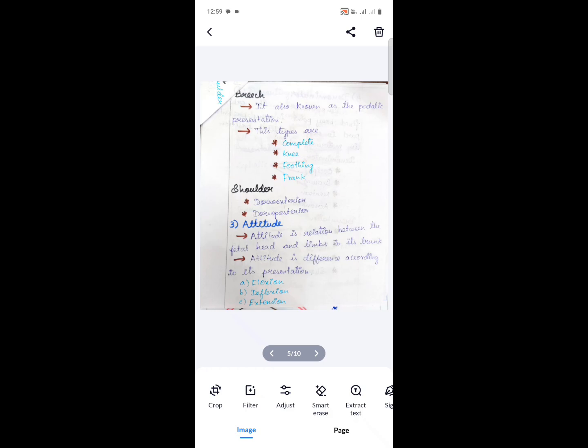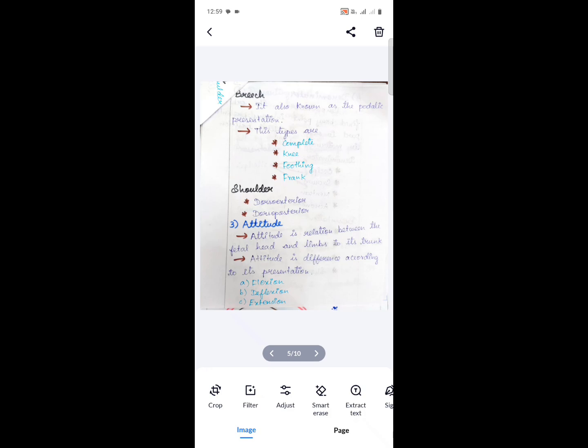And next, let us go to the shoulder. Shoulder presentation has dorso anterior and dorso posterior. Dorso anterior means the baby's back will be at the front, and dorso posterior means the baby's back will be on the posterior side.